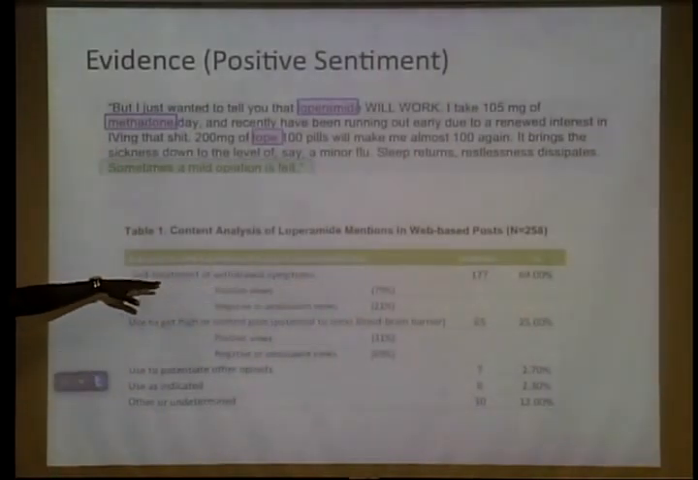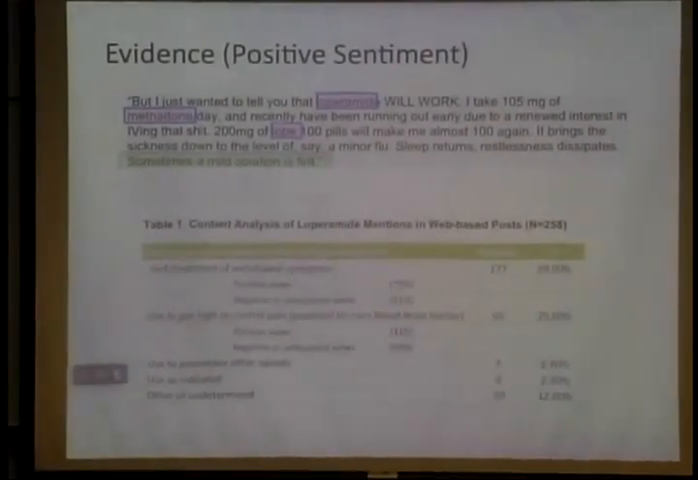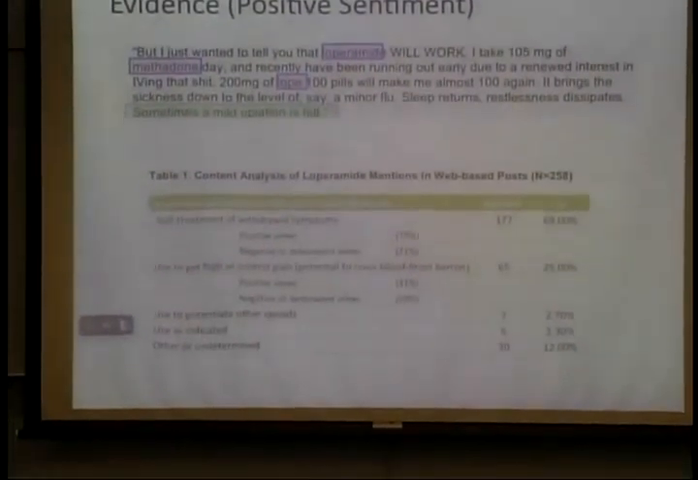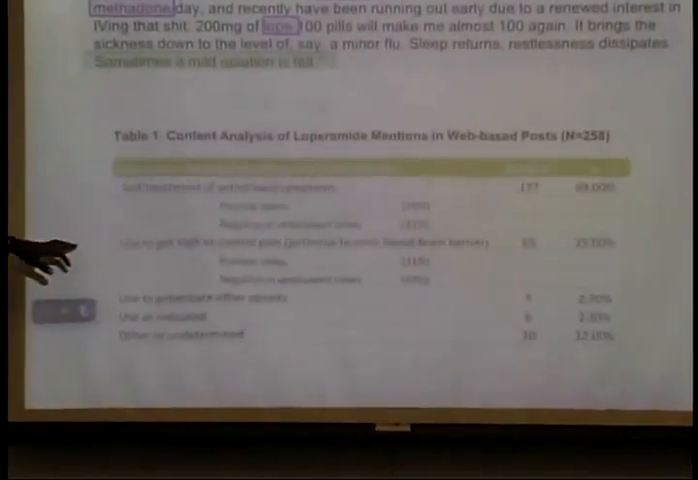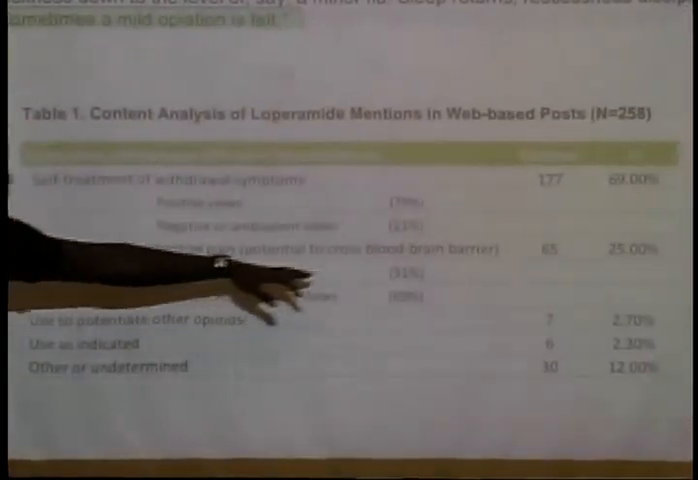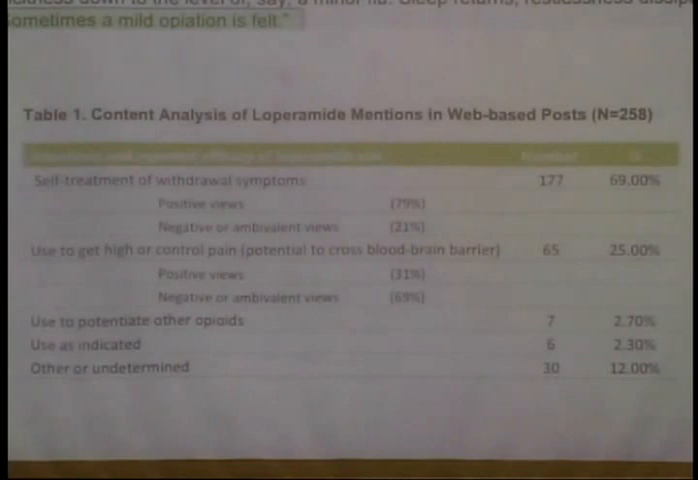79% of those posts had some positive view on the use of this drug for this purpose. There's the other 65 posts that were actually talking about the potential for crossing the blood-brain barrier. Although the researchers at CITAR would have known this by looking through the 258 and saying, okay, this one's about blood-brain barrier. But what we would like to do is provide capabilities for automating the annotation of such posts on a host of dimensions, blood-brain barrier, memory loss.